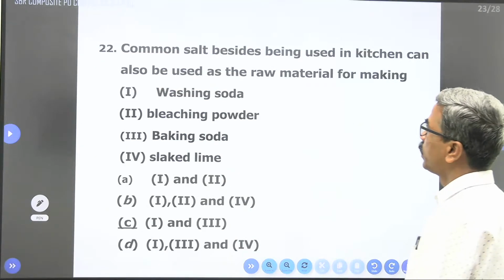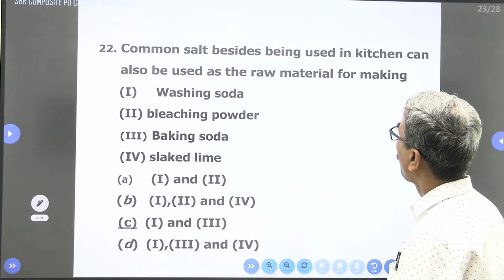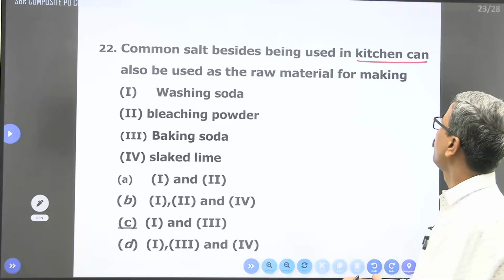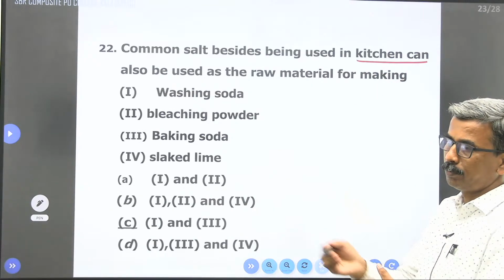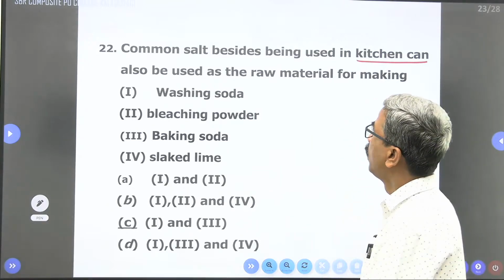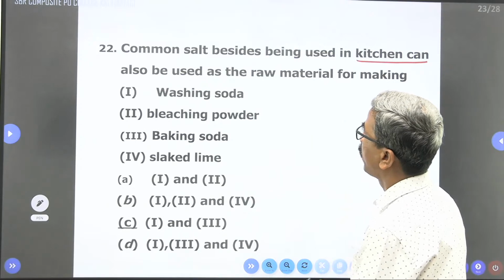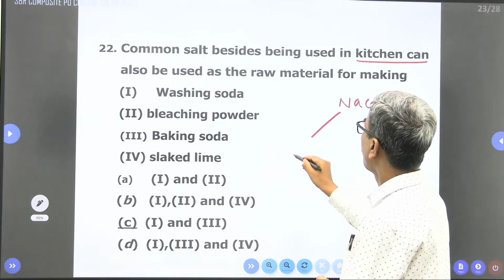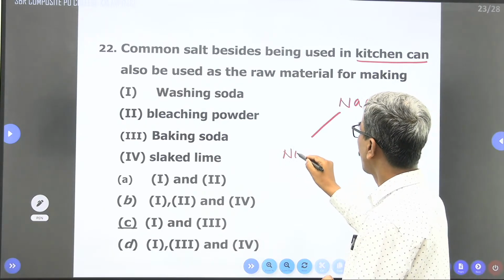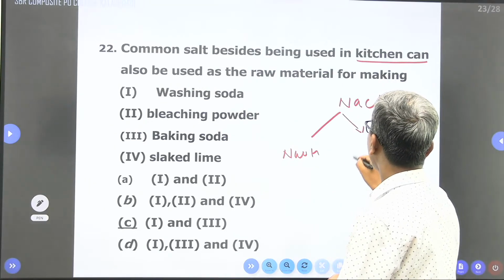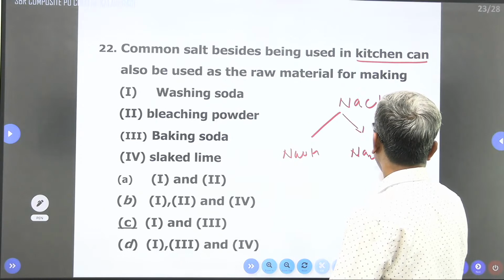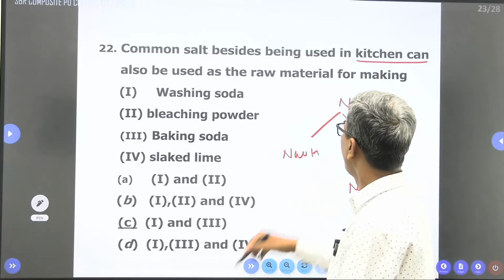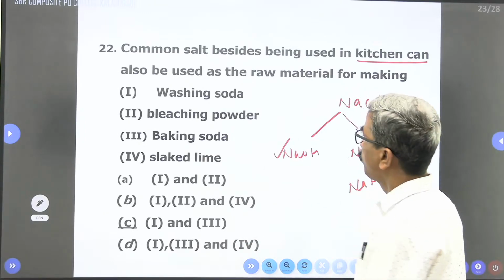Now moving to the next question, question number 22. Common salt, besides being used in the kitchen for preparing food items, is used as a raw material for making compounds of sodium chloride. We had a discussion: using this sodium chloride we can prepare sodium hydroxide, and using this we can prepare sodium carbonate, Na2CO3, and NaHCO3. So it is the raw material for making sodium hydroxide, sodium carbonate, and sodium bicarbonate.